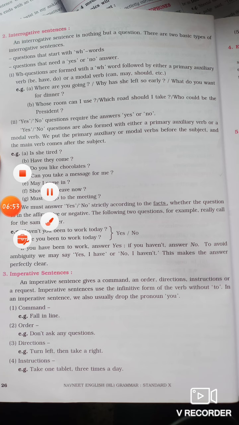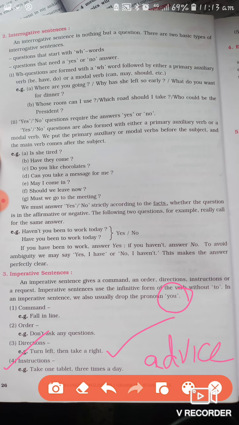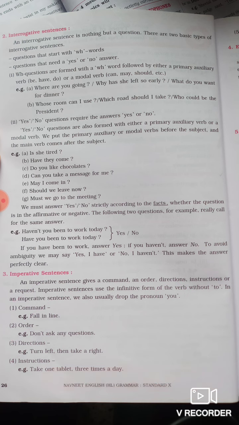So the next one, turn left, then turn right. See this one. This is showing direction. Again, you is not used over here. See the next one, instruction. Take one tablet 3 times. Here you can also call it advice. So these are there in imperative: command, order, direction, instruction, also known as advice.